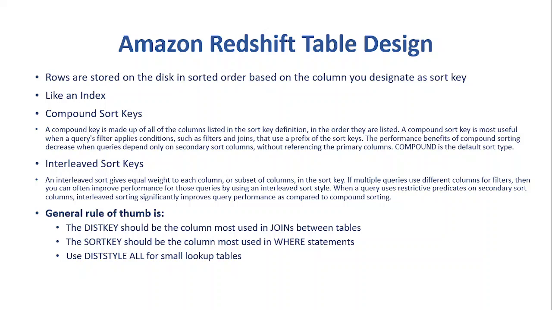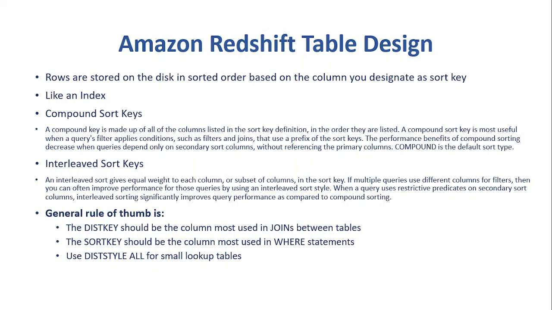Sorting is another thing we need to keep in mind. The distribution key was the first one, and the second is sorting. Sorting determines the physical order in which data is stored within each compute node. It's pretty much like an index. It's not exactly an index, but think of it like indexing. So if data is sorted, it improves your query performance.